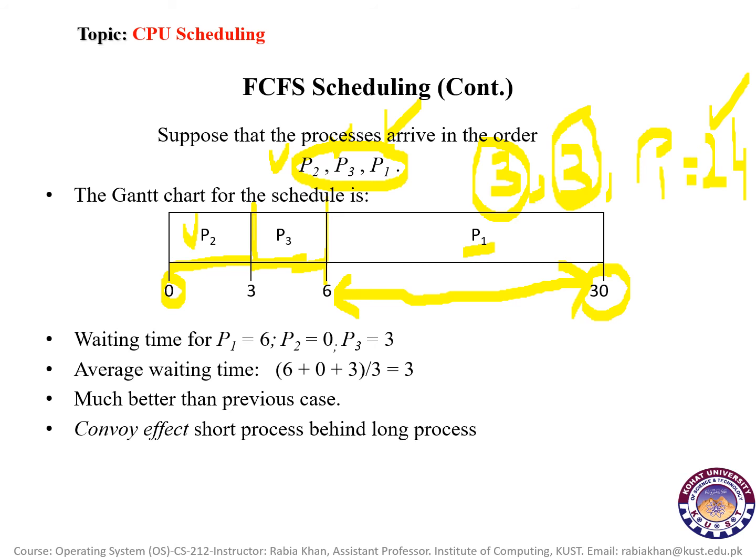Here you can see, along with other factors, for example the turnaround time. If we consider turnaround time in this revised first come first served algorithm, you can see P2 is taking 3 unit time to complete its execution, P3 is taking 6 unit time, and P1 is taking 30 unit time. In the previous first come first served case, during 3 unit time of CPU, no process was completed. Even during 6 unit time of CPU time, still no process was completed.